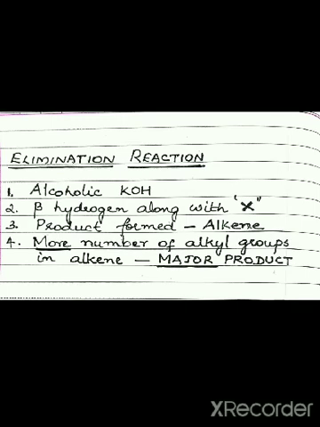Important points regarding elimination reaction. The reaction is given by alkyl halide. It takes place in the presence of alcoholic potassium hydroxide. Beta hydrogen along with halogen atom gets eliminated. The product formed is an alkene. The major product is that alkene with more number of alkyl groups.